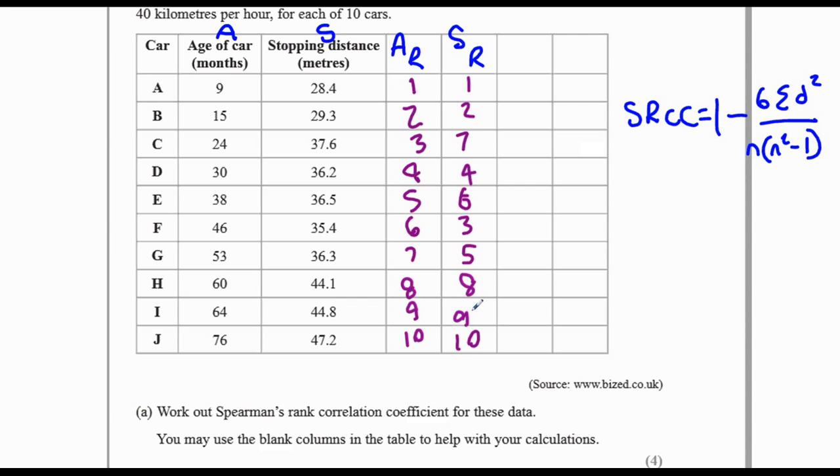Now you can see, even when I put that on, that it looks like it's quite close to the other rank. It looks very, very similar. So actually that gives us a clue that it's going to have a strong correlation in Spearman's rank. Next column we need is D for difference.